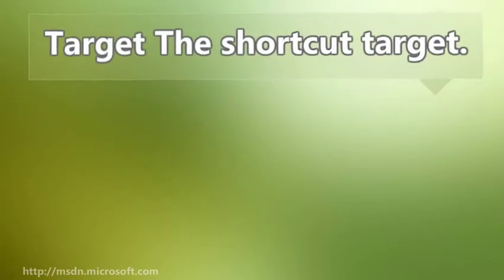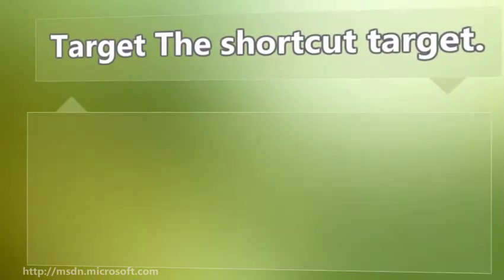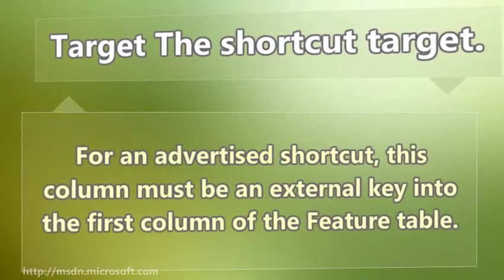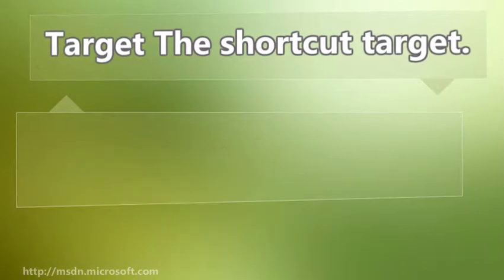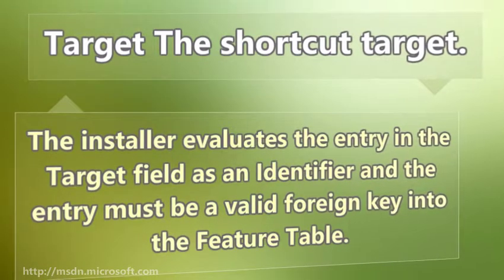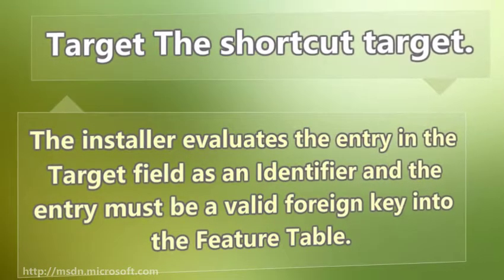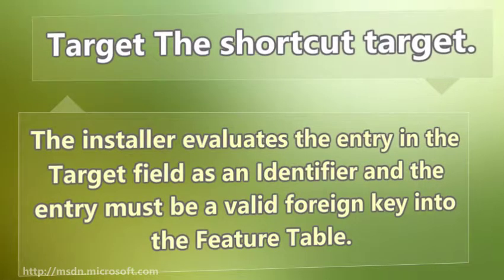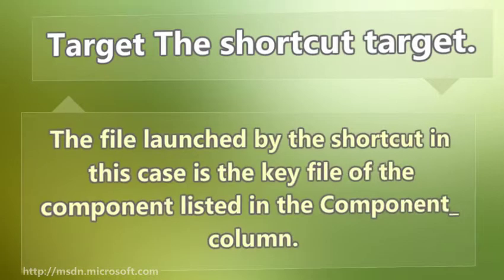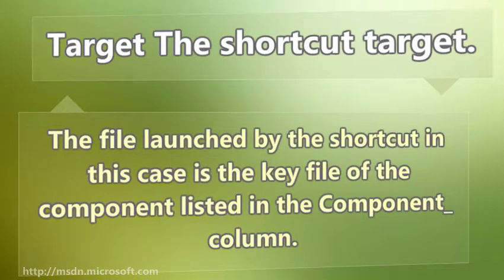Target: the shortcut target. For an advertised shortcut, this column must be an external key into the first column of the Feature table. The installer evaluates the entry in the Target field as an identifier, and the entry must be a valid foreign key into the Feature table. The file launched by the shortcut in this case is the key file of the component listed in the Component column.